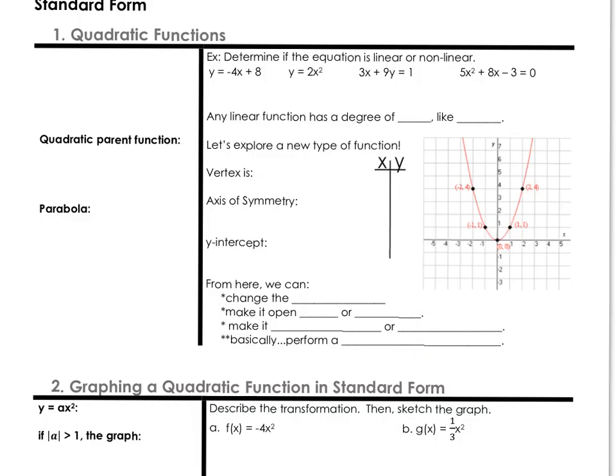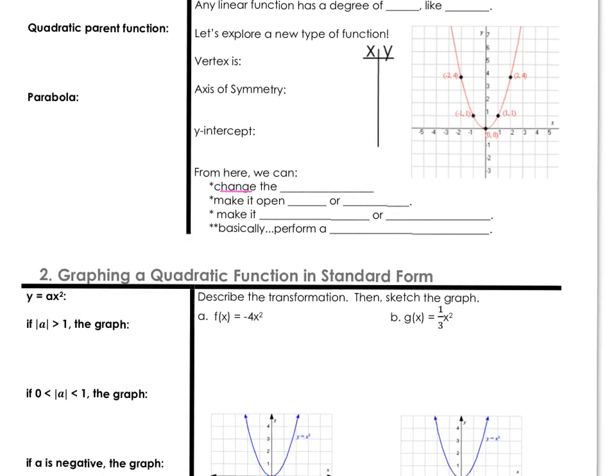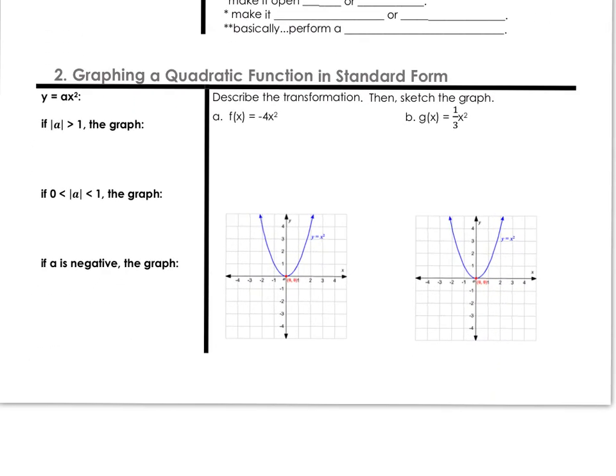The very first lesson defined quadratic functions for us. We talked about the parent function centered at 0, 0, with the axis of symmetry x equals 0 and the y-intercept of 0. From there, we changed the vertex. It opened up or down, and we basically performed a transformation. Now, down below, we talked about describing transformations. You're not going to be expected to describe in words. I know we initially talked about doing that, but I think we're not going to.